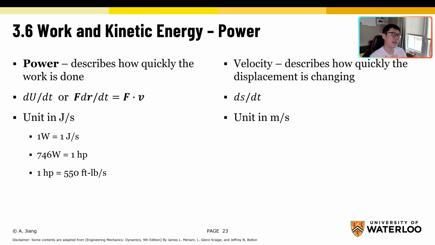Joule per second is the standard unit for power. However, in our daily life, you probably see watts, kilowatts, or horsepower. These are more common power units that we use in our daily life. They can be converted to joules per second in these ways.